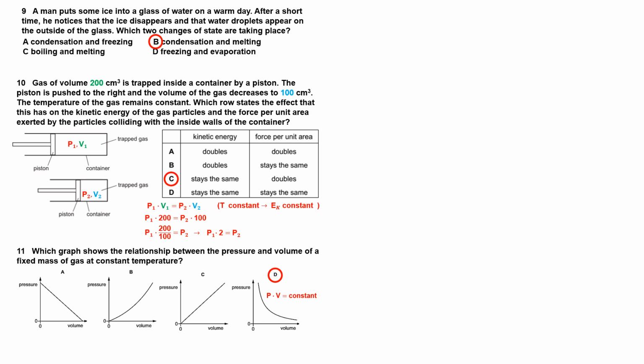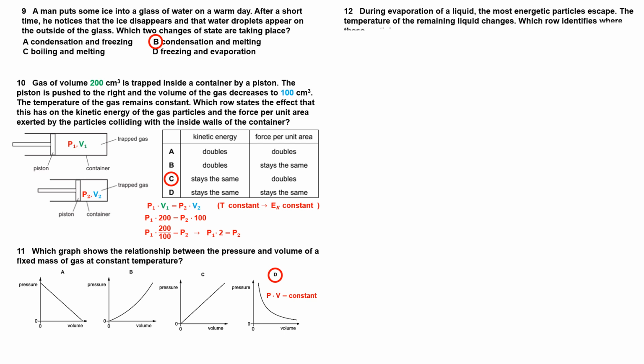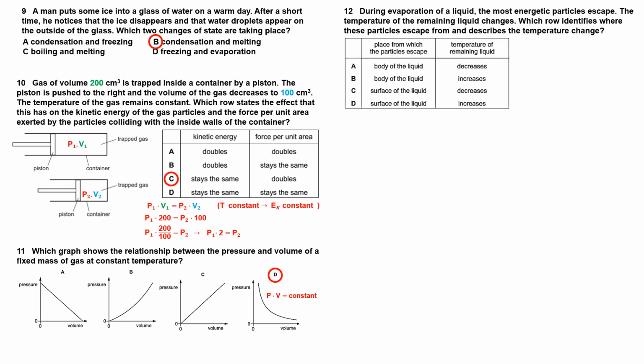Question 12. During evaporation of a liquid, the most energetic particles escape. The temperature of the remaining liquid changes. Which row identifies where these particles escape from and describes the temperature change?